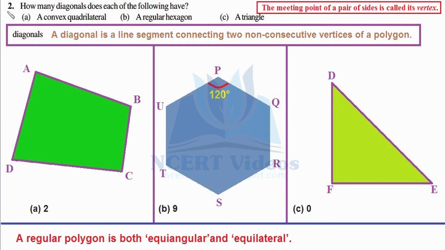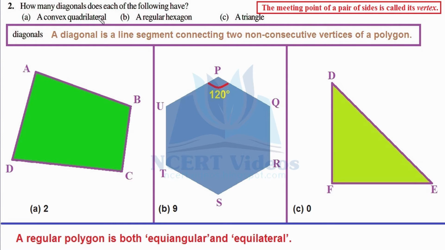Mathematics Class 8th, Chapter 3rd, Exercise 3.1. Understanding Quadrilaterals, question number 2nd. How many diagonals does each of the following have? Number A is a convex quadrilateral, B is a regular hexagon, C is a triangle.